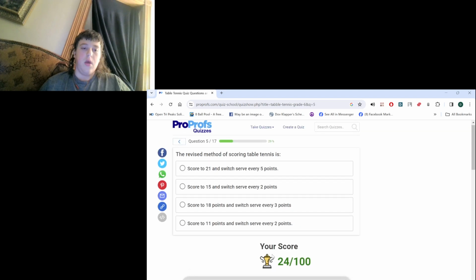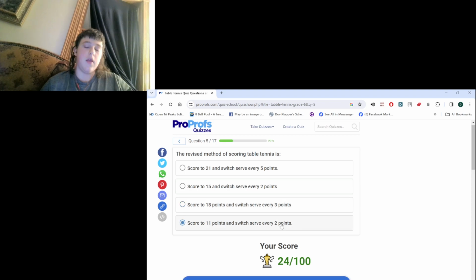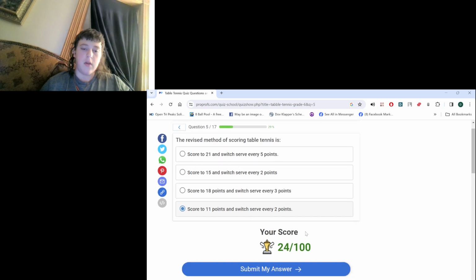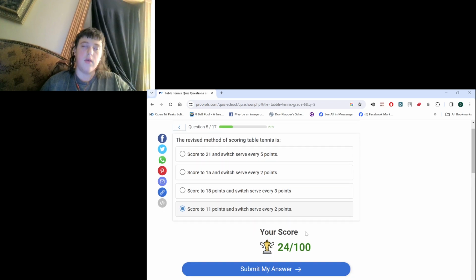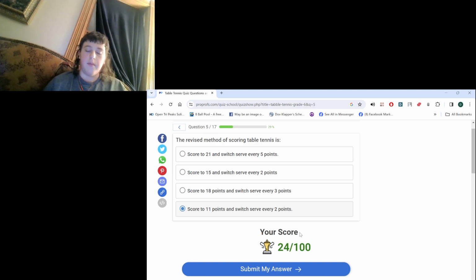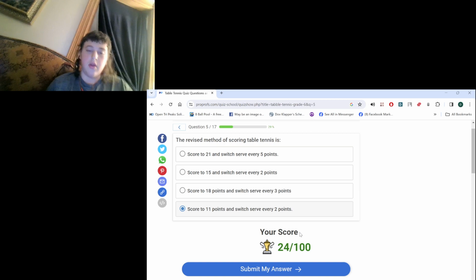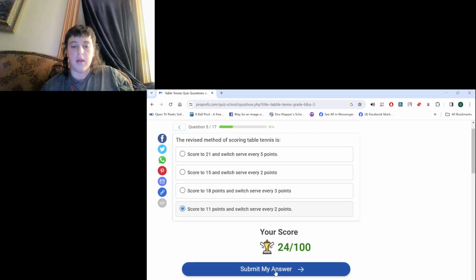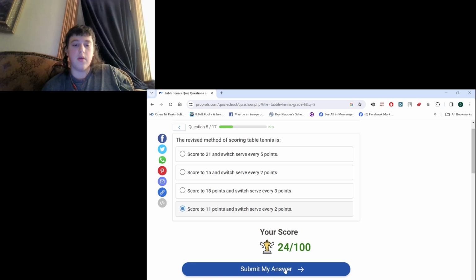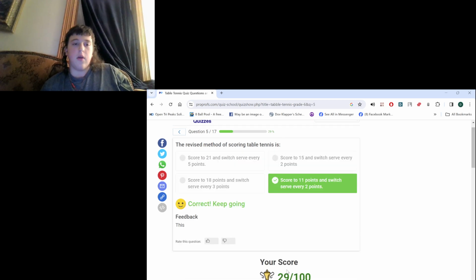The revised method of scoring table tennis is scoring to 11, which serves every 2 points. The original version of table tennis was 21 and switching every 5 points, but along with many other changes made in the last few decades, including switching about 12 years ago to a bigger, heavier, and less spin absorbent ball, it was designed to make it more viewer friendly by slowing down the points and making the games shorter so people can watch them. It's all just for viewers.